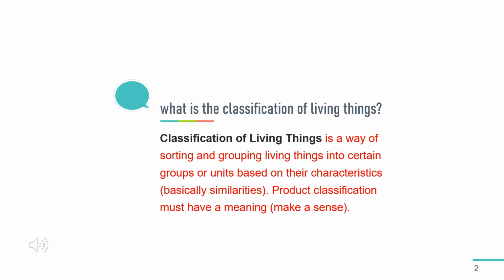Classification of living things is a way of sorting and grouping living things into certain groups and units based on their characteristics. Basically, most of them are grouped by the similarities that they have. Classification must have a meaning or make sense for everything.